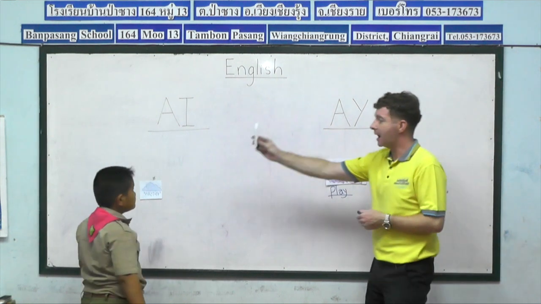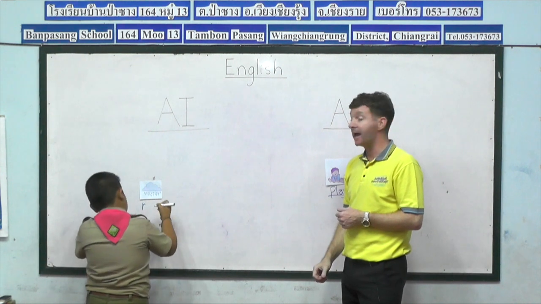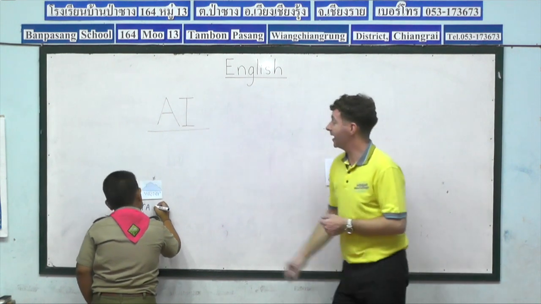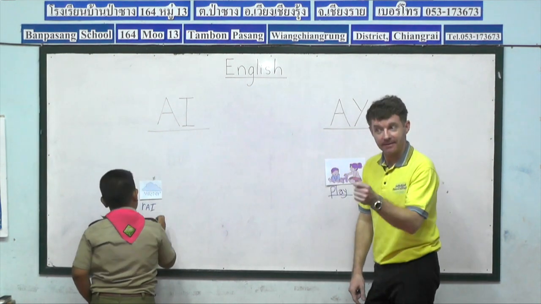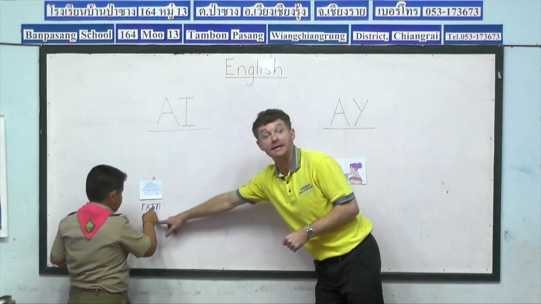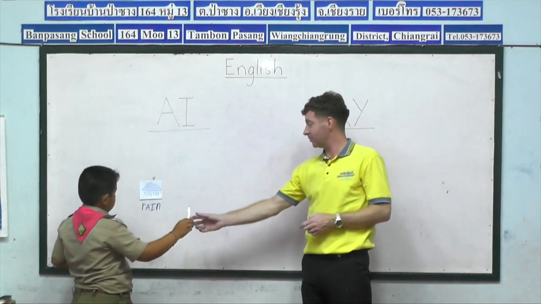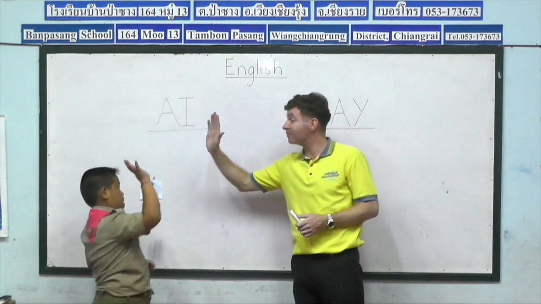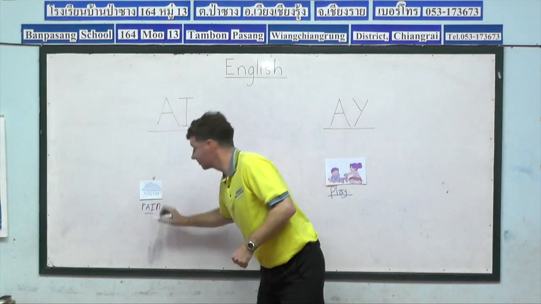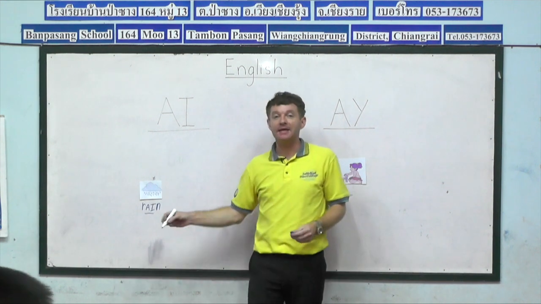And next, how do we spell rain? A, I, and then finally, N. Excellent, Net. And our word, rain. One more time. Rain. Perfect. Thank you, Net. And a big high five and round of applause for Net. So see, guys, A-Y at the end of words, A-I in the middle.